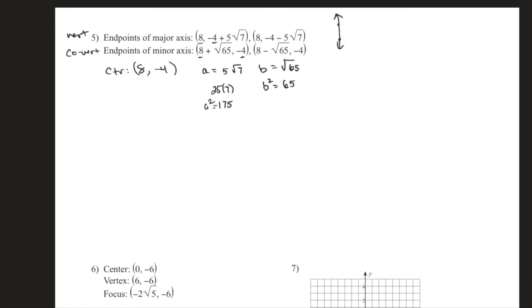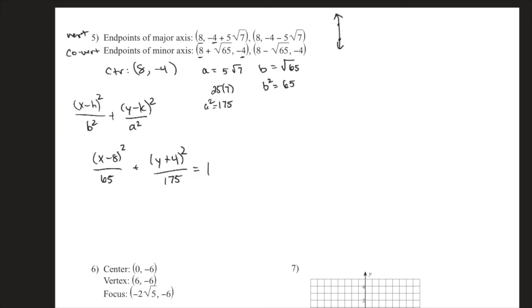That's everything I need. I'm going to be using x minus h squared over b squared plus y minus k squared over a squared. I know that's the case because I know that the major axis is a vertical axis. So a goes under the y. Here again, it's going to be x minus 8 squared over 65 plus y minus negative 4 squared over 175 equals 1.